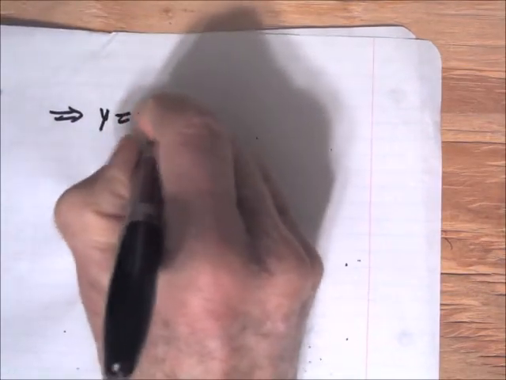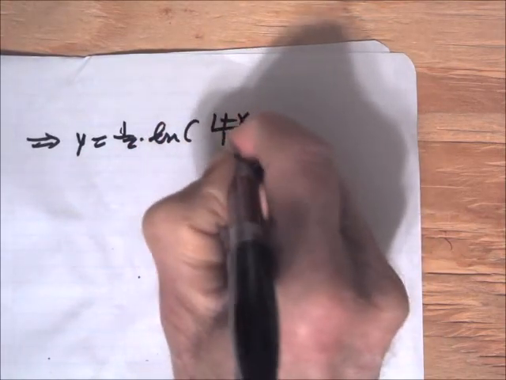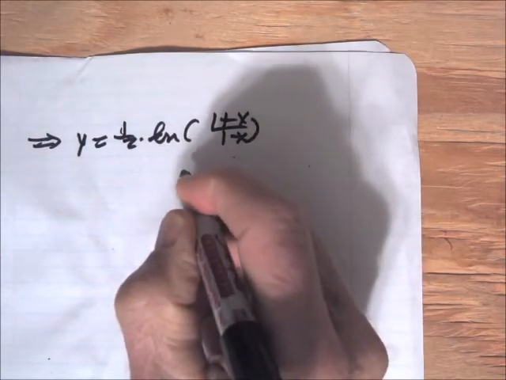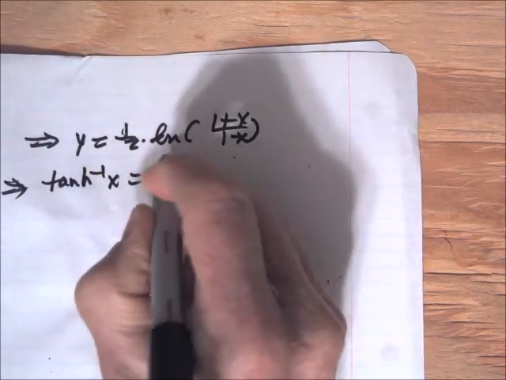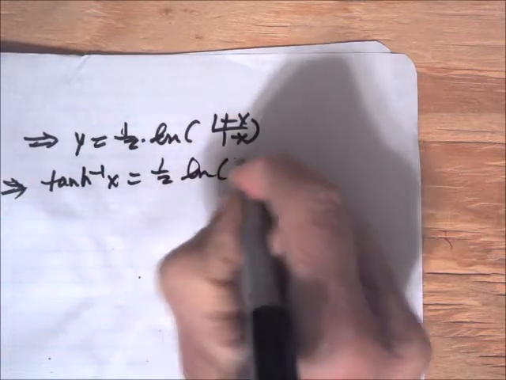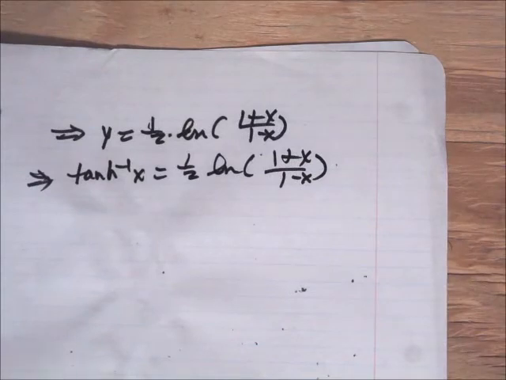I'm running out of room here, but we'll divide by 2, and you get y is equal to 1/2 ln of (1 plus x over 1 minus x). And so that means that the tanh inverse of x is equal to 1/2 ln of (1 plus x over 1 minus x). Okay, so that's the derivation of that formula.